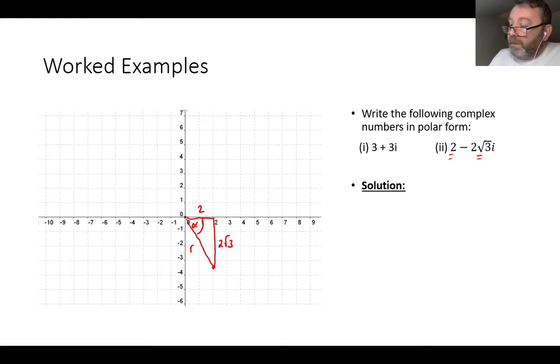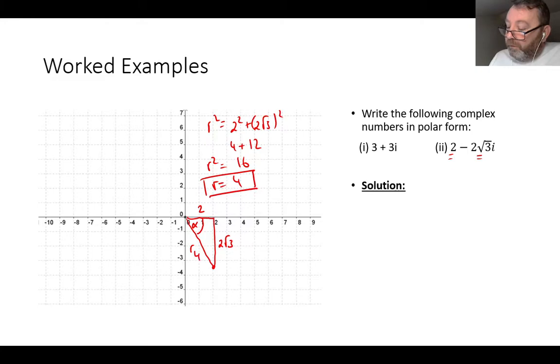Let's get r. R squared equals 2 squared plus 2 root 3 squared. In other words, you're going to square these two sides and add them together. That's 4 plus 2 root 3 squared, on your calculator if you have to. But 2 squared is 4, root 3 squared is 3, times 4, that's 12. That means that r squared equals 16. Lovely. R is equal to 4. Good. So there's r. So r is 4.